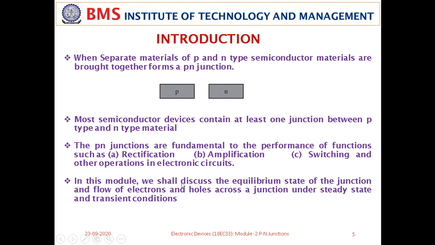So in this module we shall discuss the equilibrium state of the junction and flow of electrons and holes across a junction under steady state and transient conditions. What do we mean by steady state and transient conditions? So here we mainly consider steady state at room temperature. Steady state, it's room temperature. Okay, what about transient conditions?